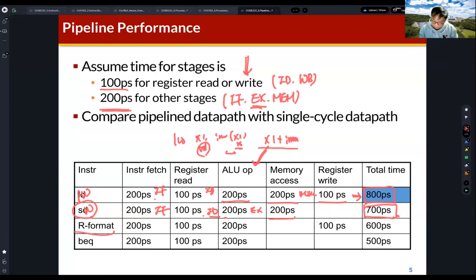And then R format is 600 picoseconds, because the data memory is not accessed by the R-type format. And then BEQ does not access the data memory. Also, BEQ does not write data to the register file. So this is the delay of the BEQ.